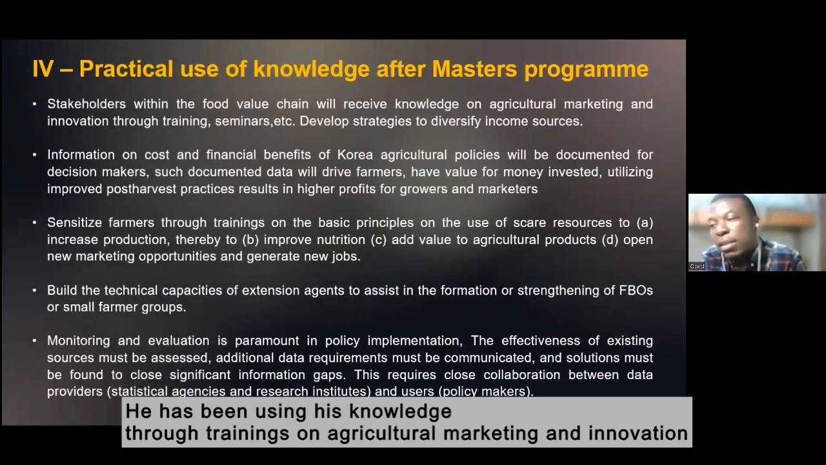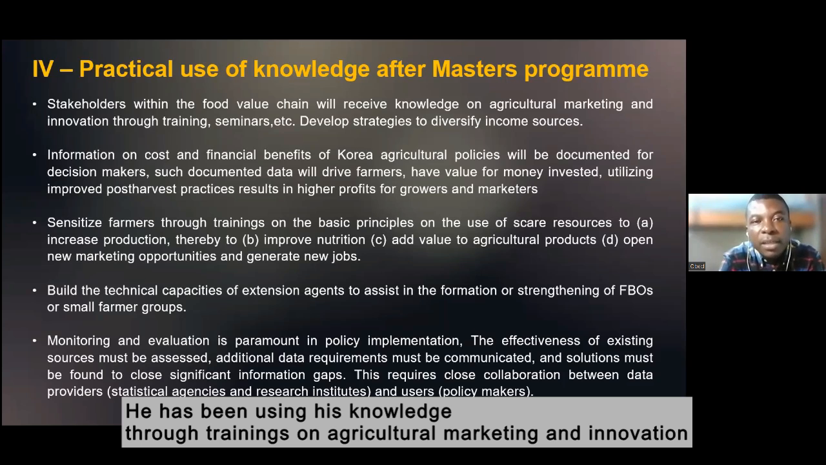Currently, my work is more about trainings and workshops and the rest. So I'll go about these methods. Stakeholders within the food value chain will receive knowledge on agricultural marketing and innovation through training and seminars, and I'll try to help develop new strategies to diversify income sources.